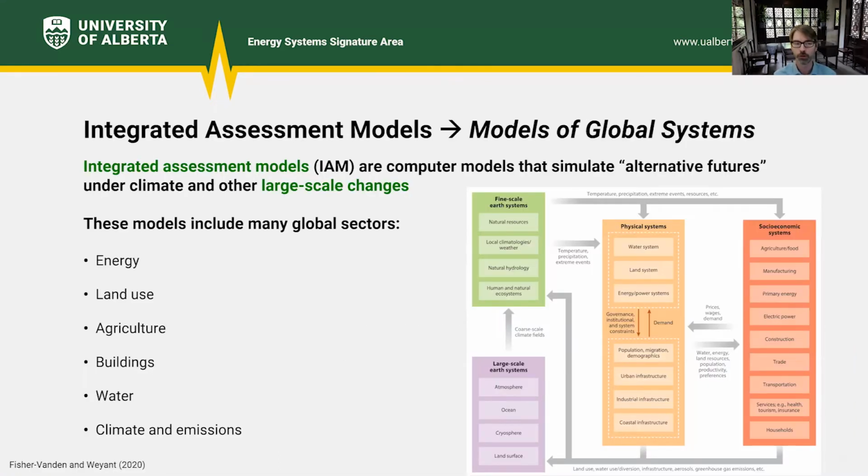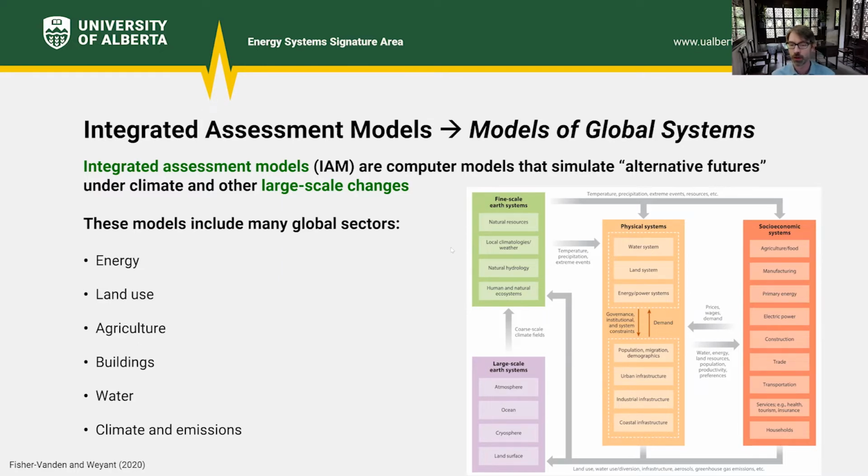Okay, an alternative is what's called an integrated assessment model. These too are models of global systems. IAMs are computer models that simulate alternative futures under climate and other large-scale changes. So these models include many different global sectors. They include energy, land use, agriculture, buildings, transportation, water, climate, and emissions.